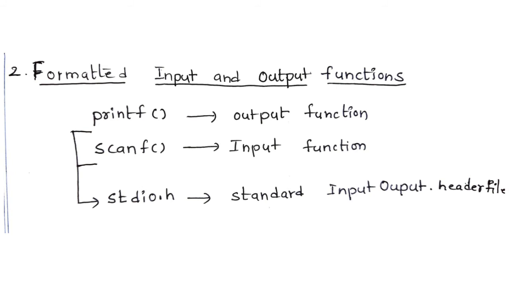Second one, formatted input and output functions. These are also built-in functions in C language. We have to write these functions in the small letters only. There are only two functions in the formatted functions. First one is printf and second one is scanf. Formatted functions are used to read integers, characters and float data types. Printf is meant for output the message and scanf is meant for input the data.